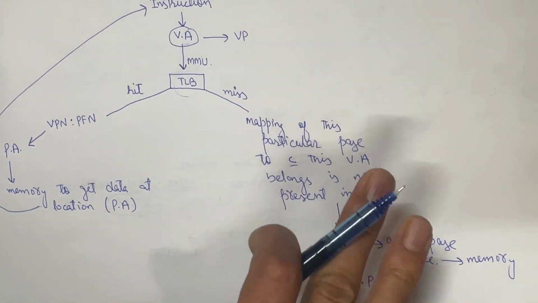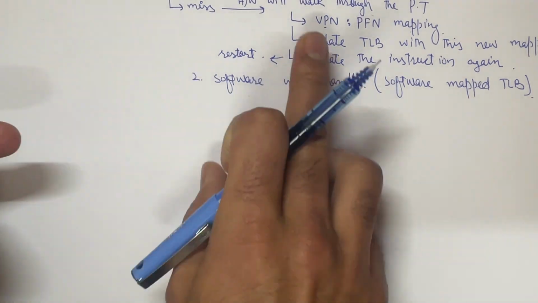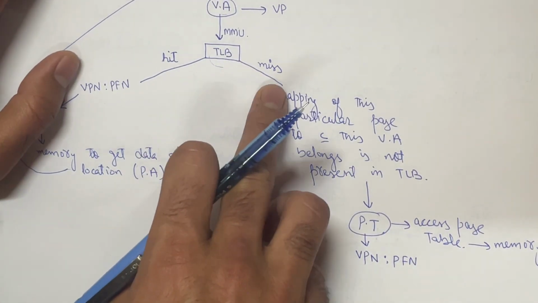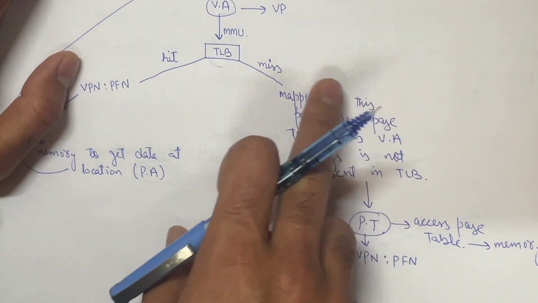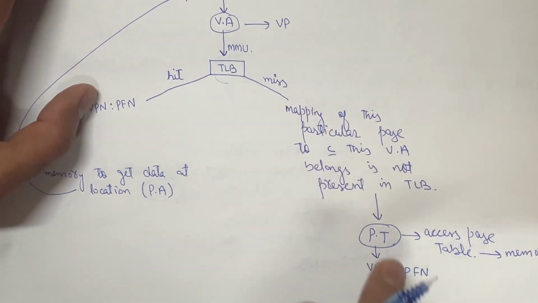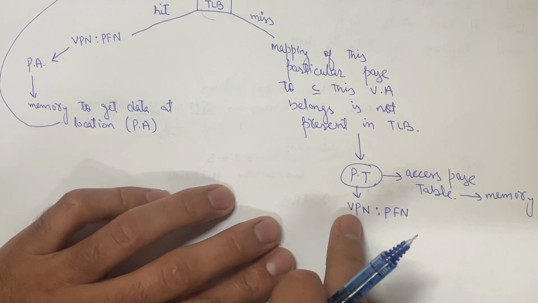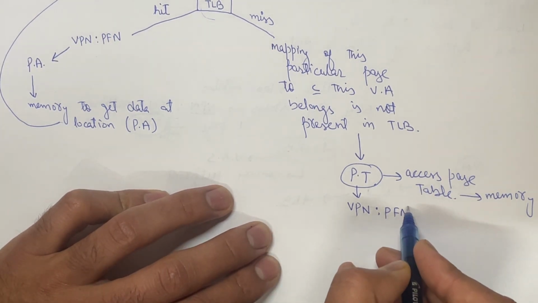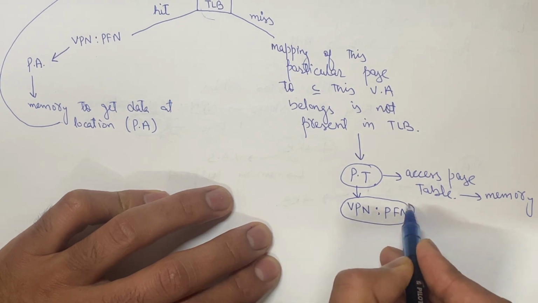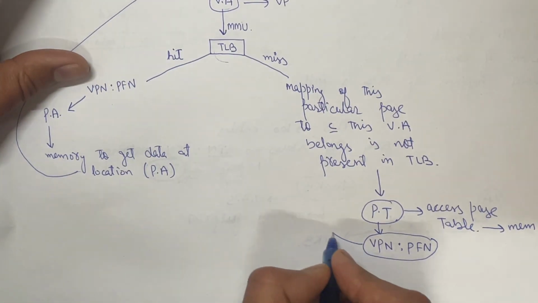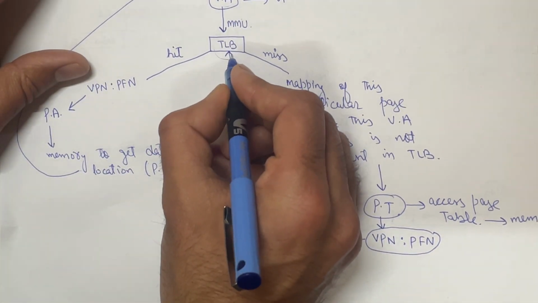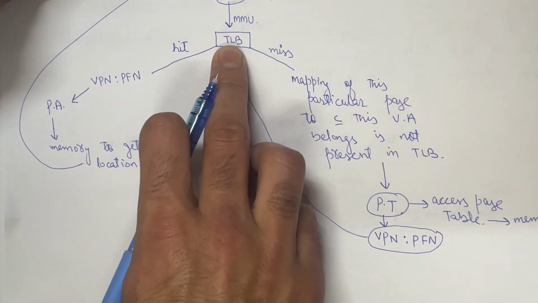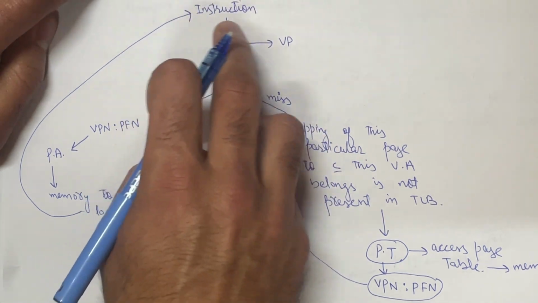So first let us see the hardware mapped TLB. What are we doing in the hardware mapped TLB? When there is a miss, the hardware will access the page table. From the page table, it will get this VPN to PFN mapping, and it will place this mapping into the TLB. Now this mapping will be present in the TLB. Then it will restart this instruction.